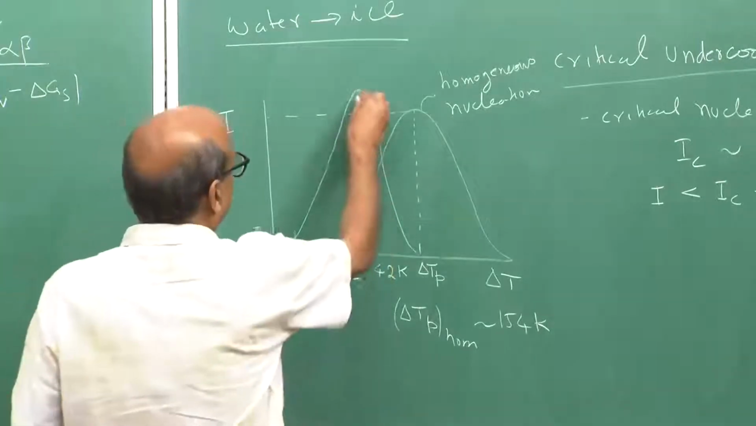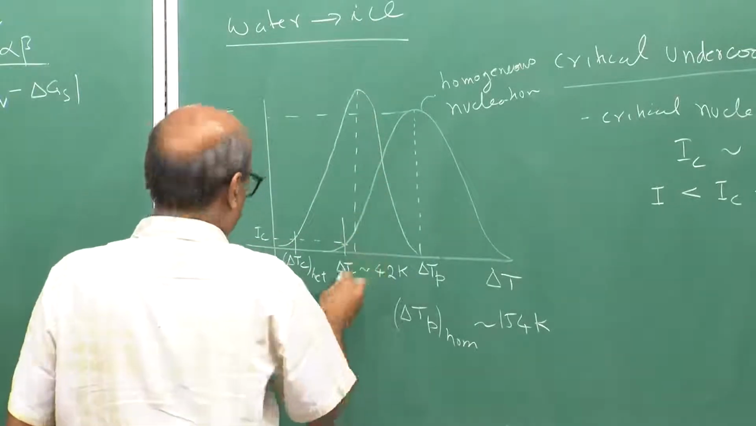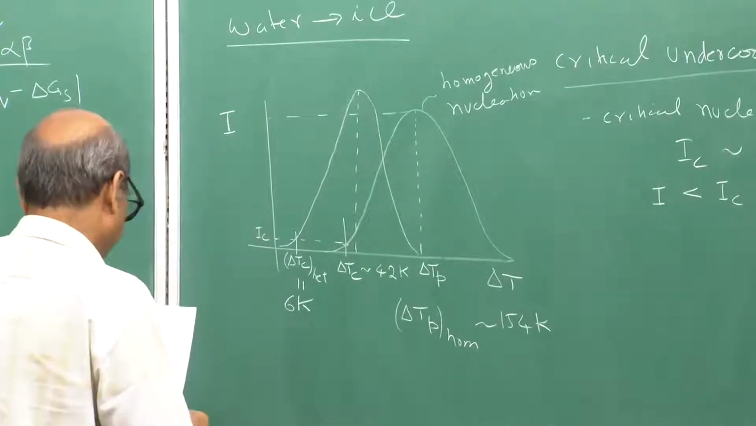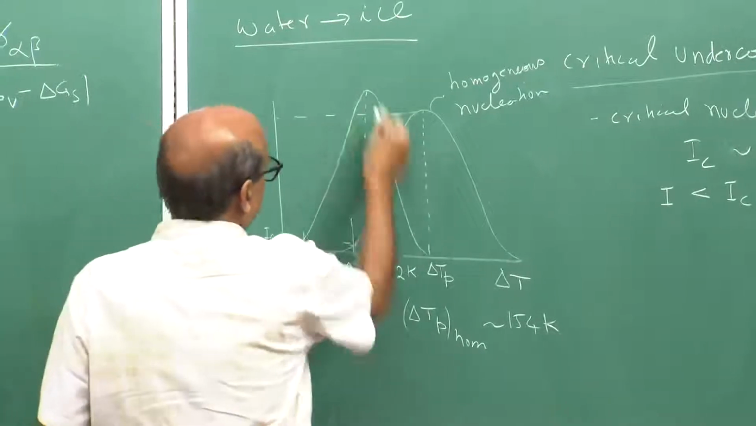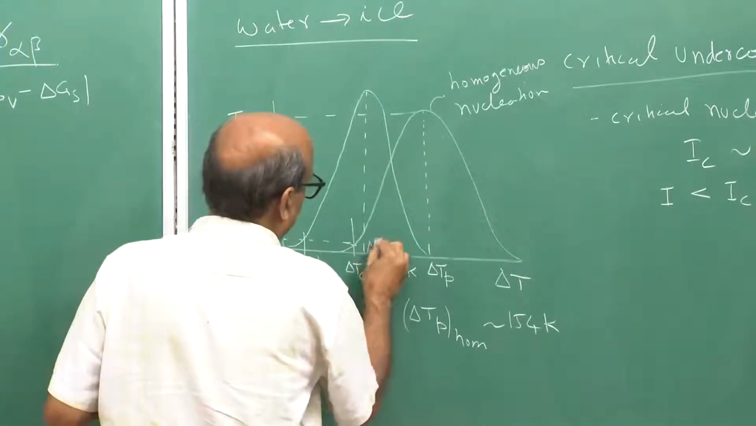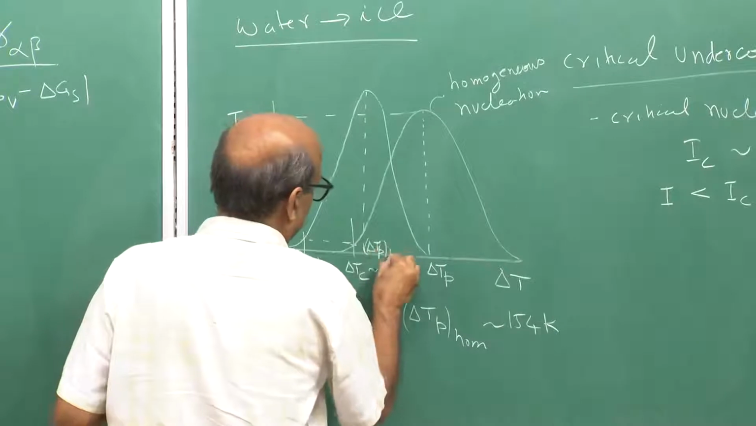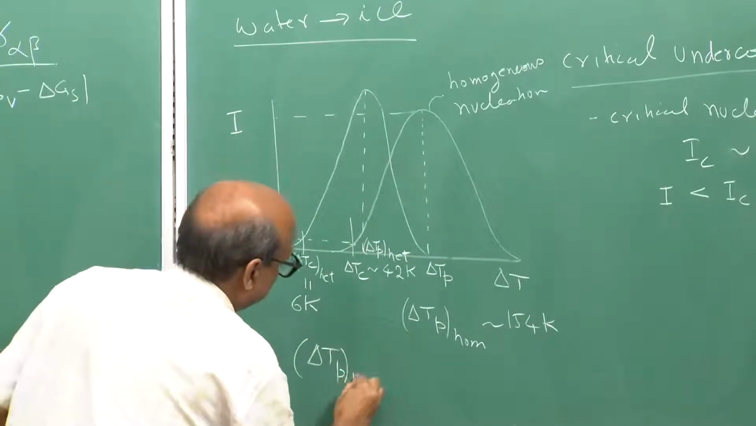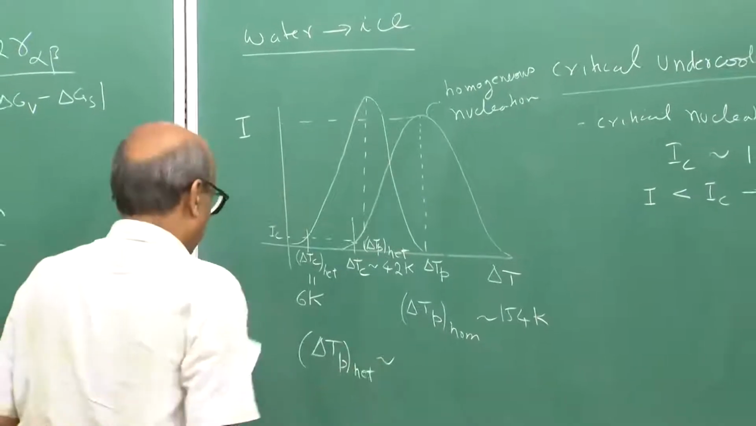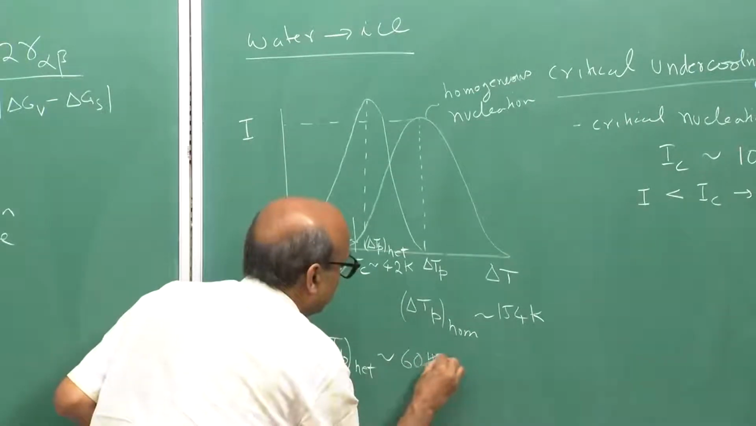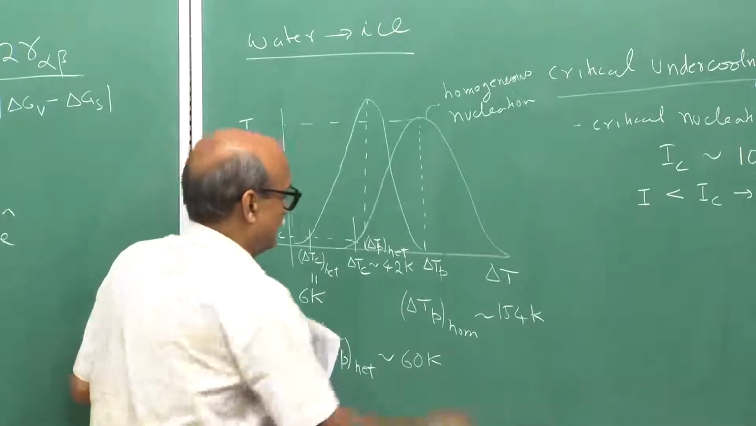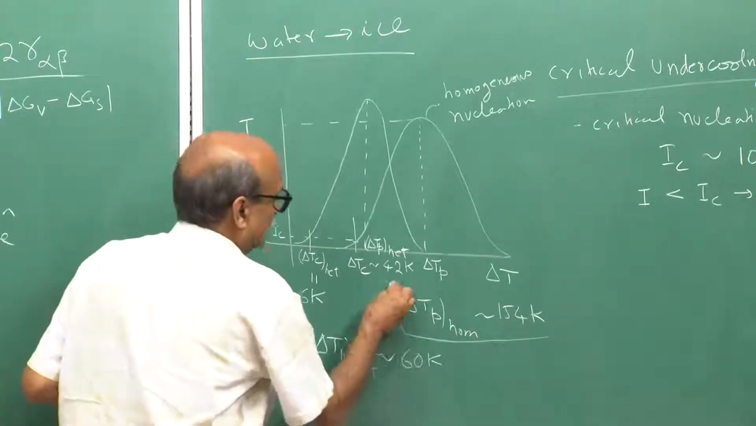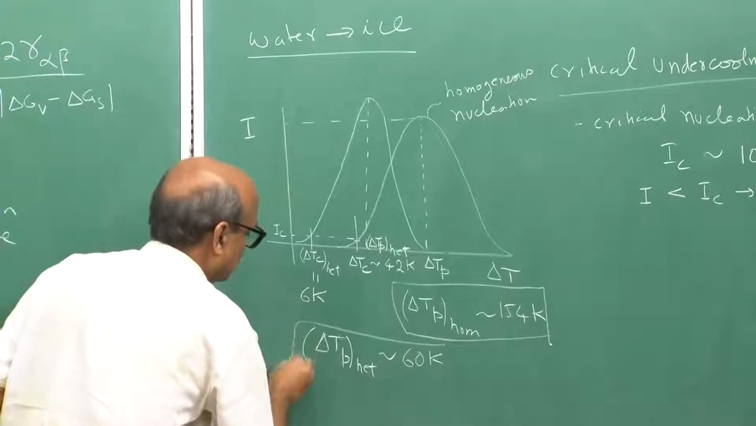And the peak temperature, so let me call that as delta Tp heterogeneous. So, delta Tp heterogeneous is of the order of only 60 K as compared to delta Tp homogeneous.